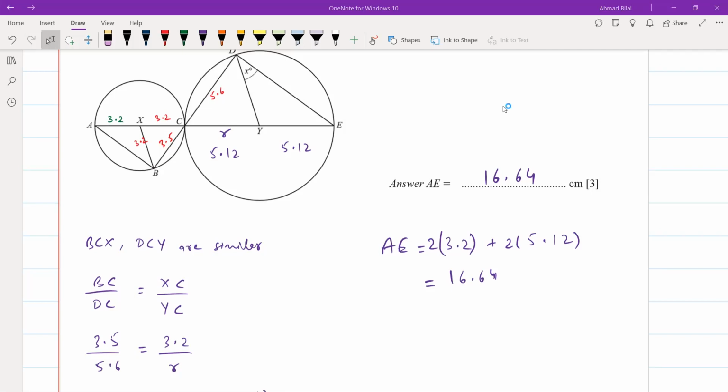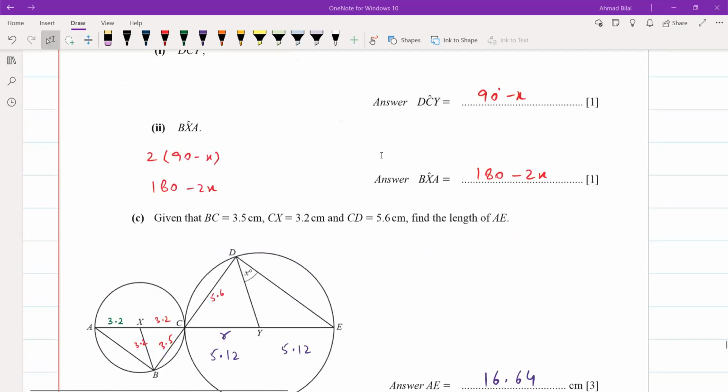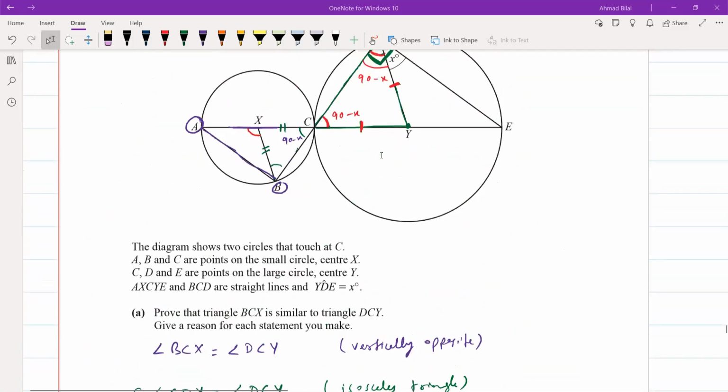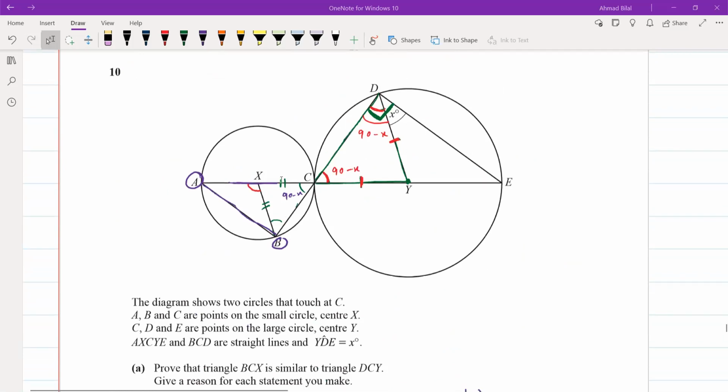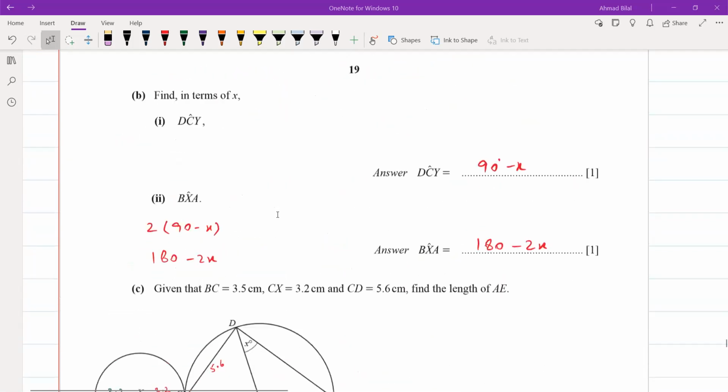Okay, so how did we find BXA? BXA, how did we find this angle? Okay, so that's here.